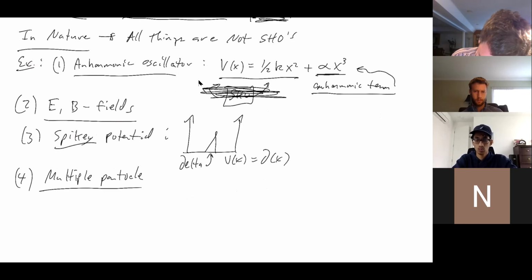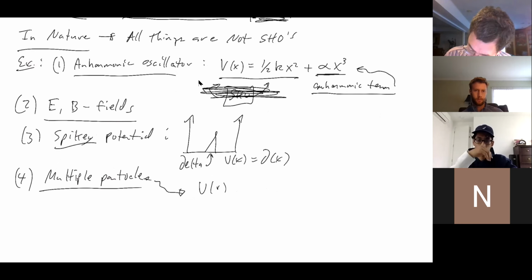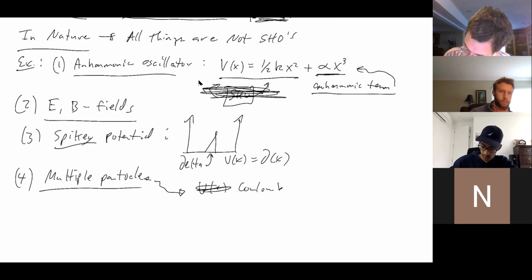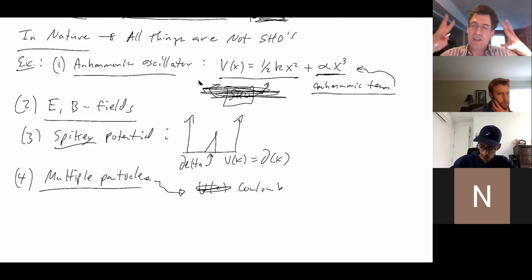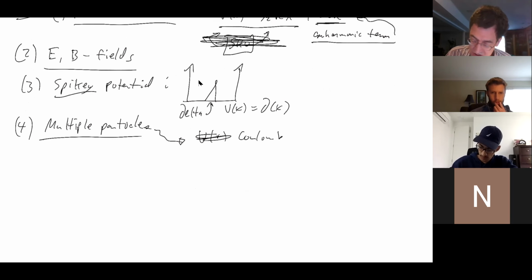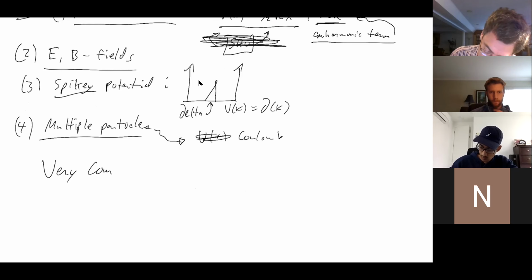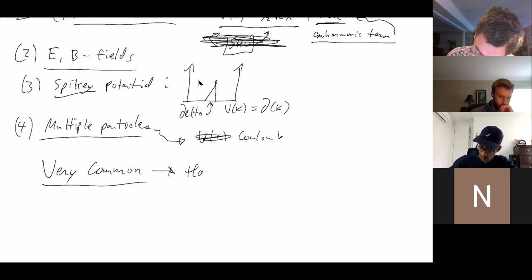Then from multiple particles, it becomes a big mess, and it's not just a simple harmonic oscillator, if I have the Coulomb potentials between them all. So there are many examples that you cannot fit into a simple harmonic oscillator picture. These are very common in nature. And so the point is, how do we solve them?